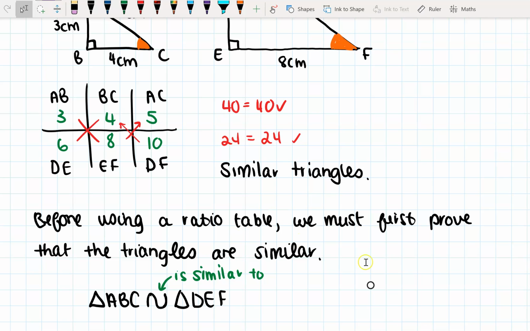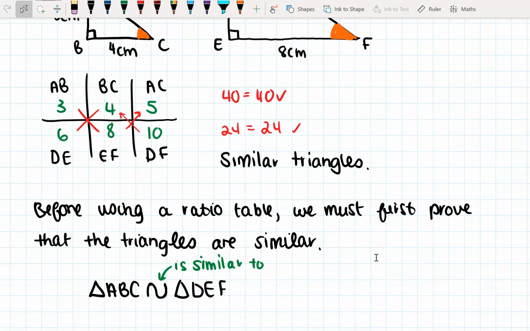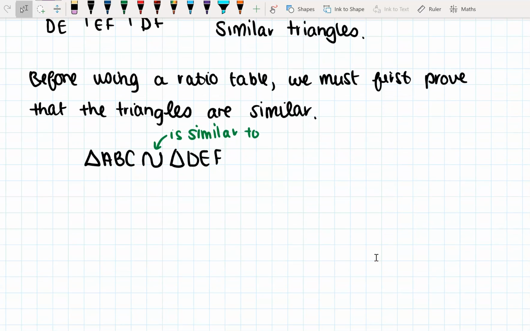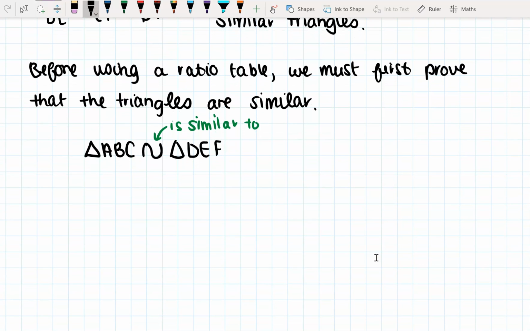We're not really going to do a proper proof. You're just going to write that they're similar, okay? But then you can start using a ratio table in order to do this. It doesn't really get too much harder than what we have here, okay? So let's just do one quick example.